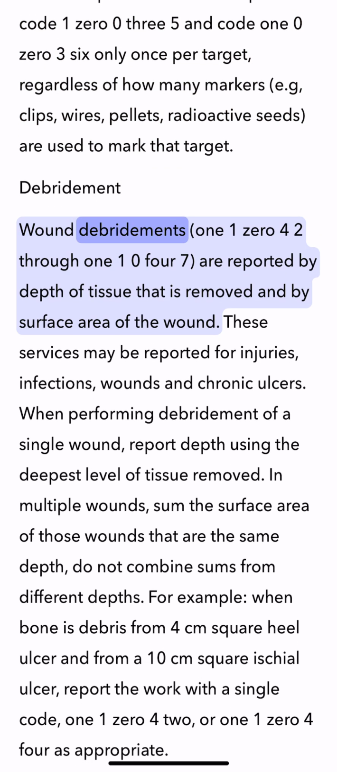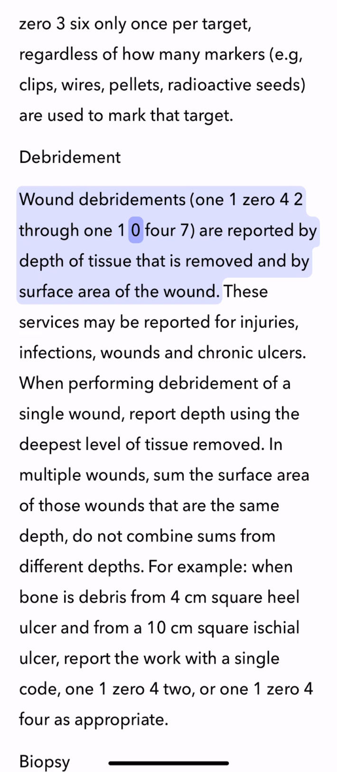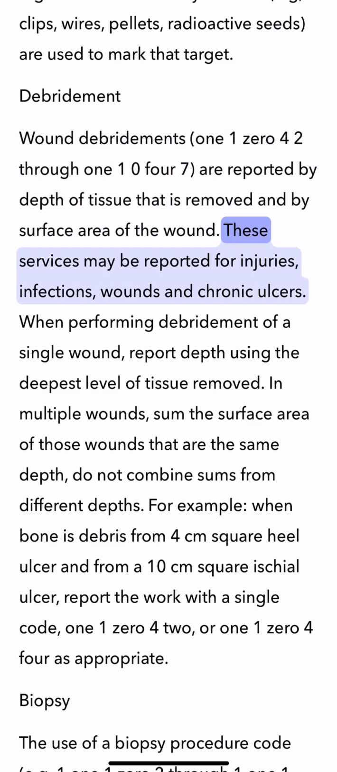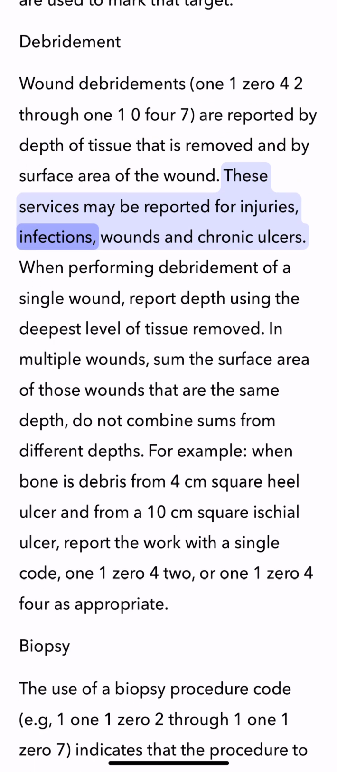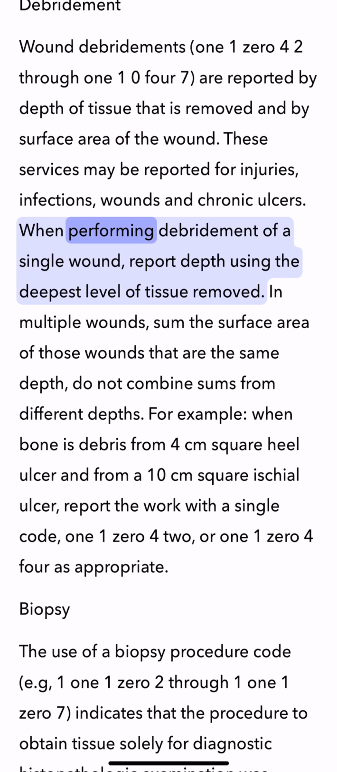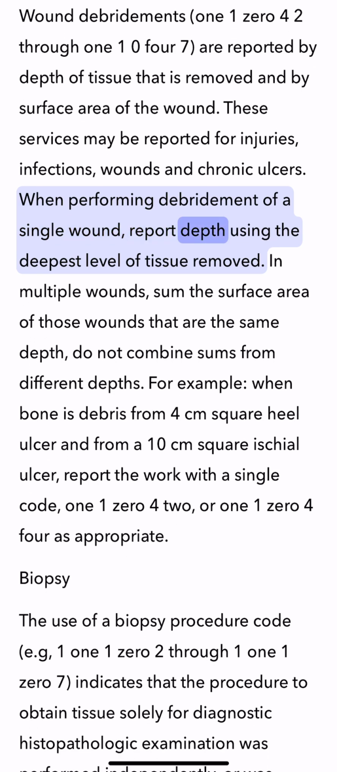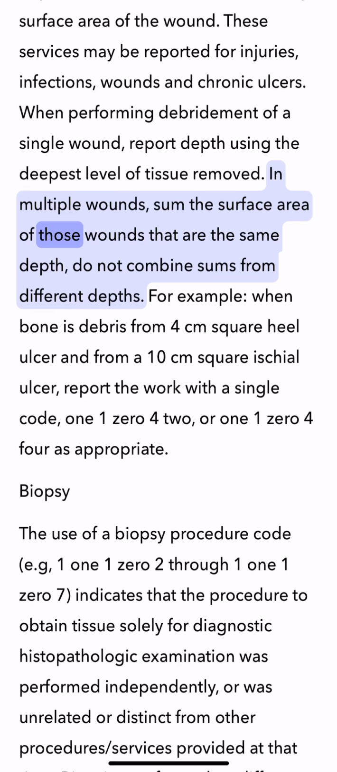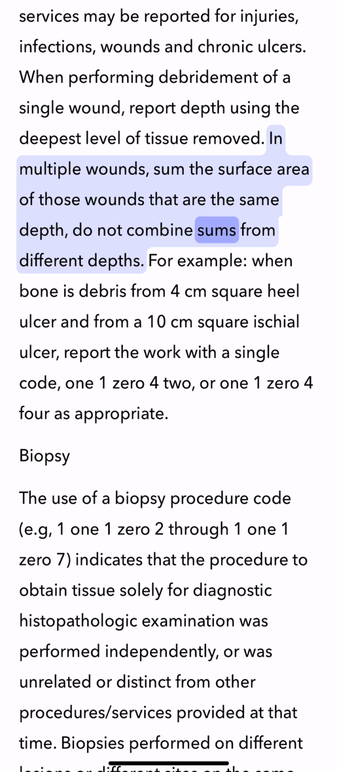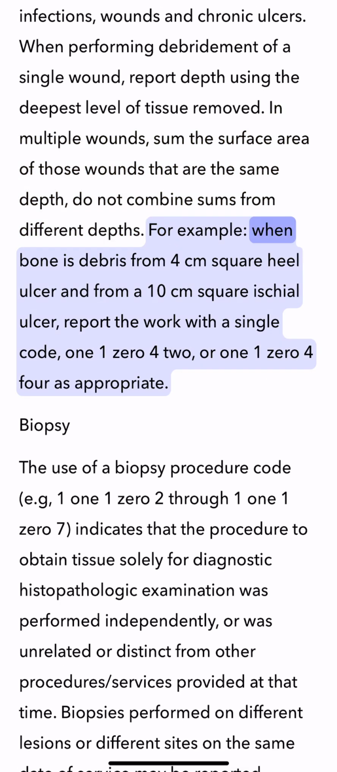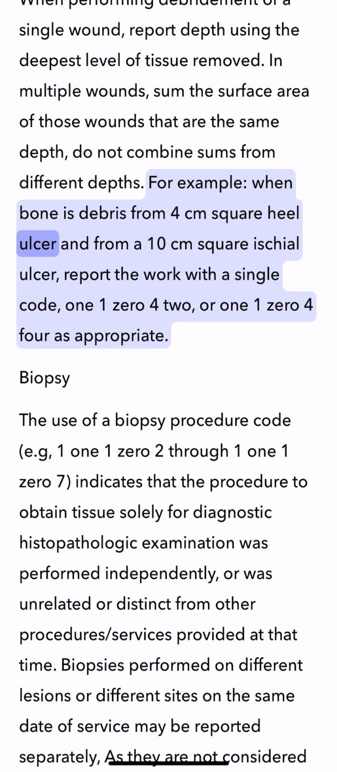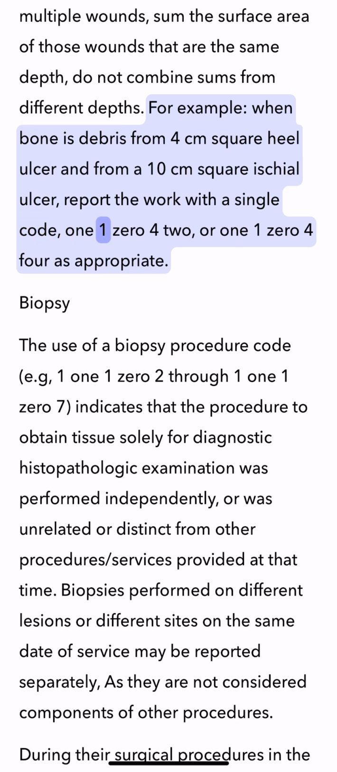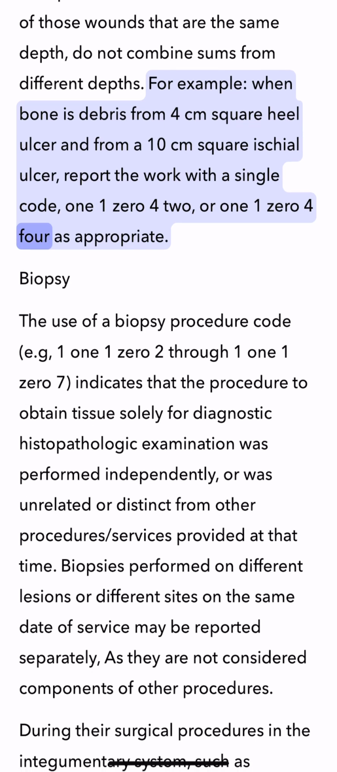Debridement. Wound debridements, 11042 through 11047, are reported by depth of tissue that is removed and by surface area of the wound. These services may be reported for injuries, infections, wounds and chronic ulcers. When performing debridement of a single wound, report depth using the deepest level of tissue removed. In multiple wounds, sum the surface area of those wounds that are the same depth. Do not combine sums from different depths. For example, when bone is debrided from a 4 cm square heel ulcer and from a 10 cm square ischial ulcer, report the work with a single code, 11042 or 11044 as appropriate.